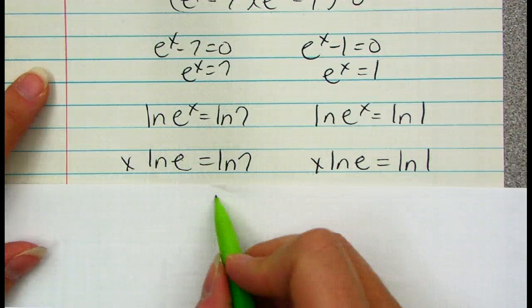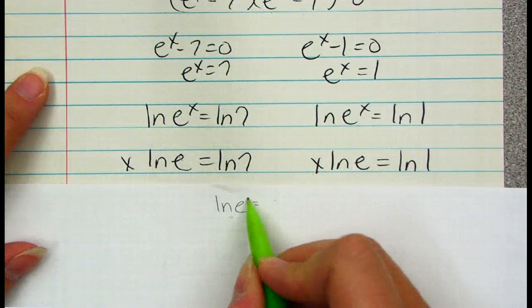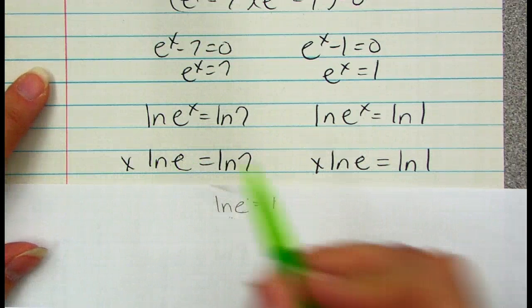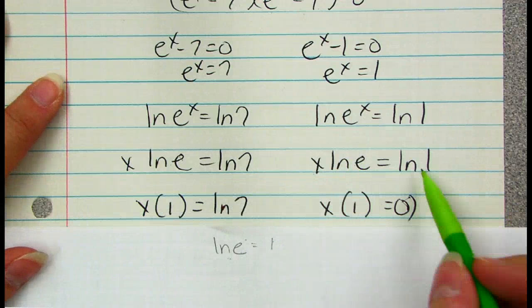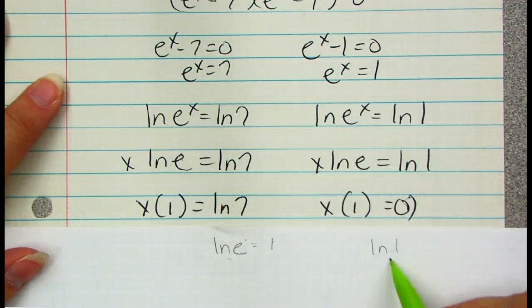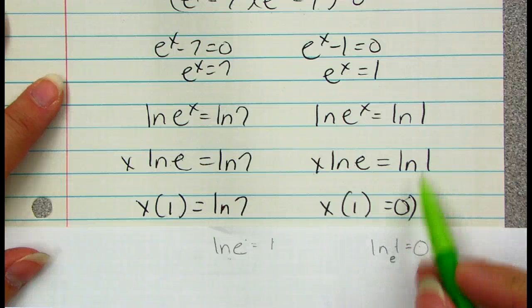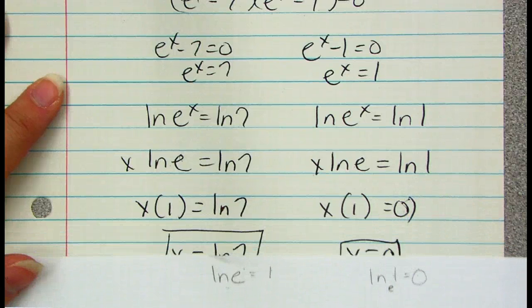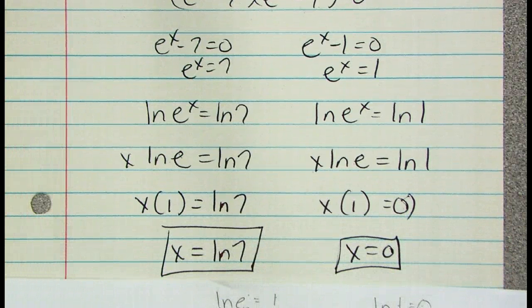But again, natural log of e to what power equals e to the first power 1. So I can substitute this for 1 and substitute this for 1, which is what I did. But, sorry, that's just a parenthesis I didn't mean to write. Natural log of 1. That's e to what power equals 1? 0. Replace that with 0. So this is x equals 0, and this is x equals natural log of 7.